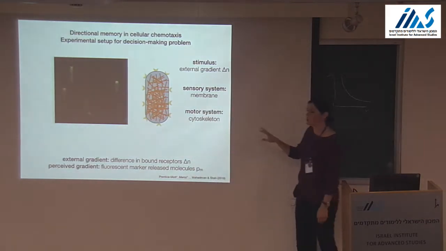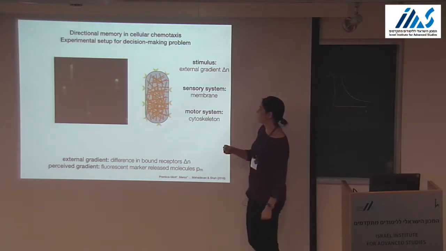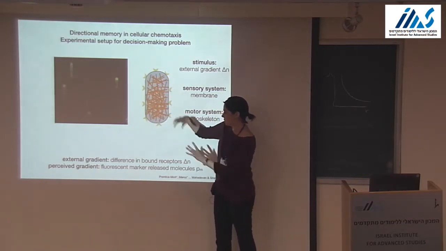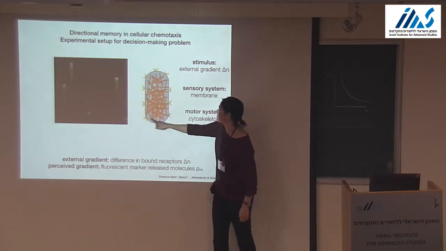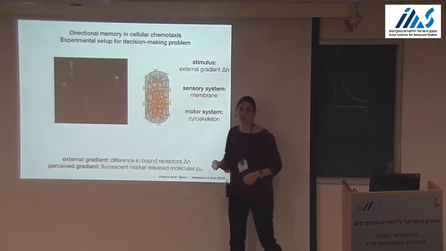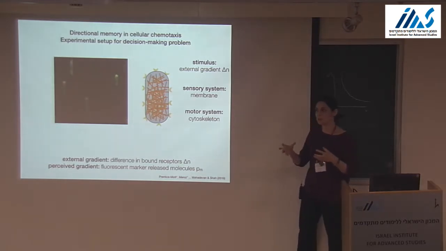Here we have a very, very simplified cartoon of a cell, just to get a feeling of what's going on. We can identify the sensory system as the membrane, which is what encloses the cell, and you have your receptors. And inside you have these sticks. Let's say this is the cytoskeleton. This gives the structure of the cell, and also is one of the main components associated with the motor system.